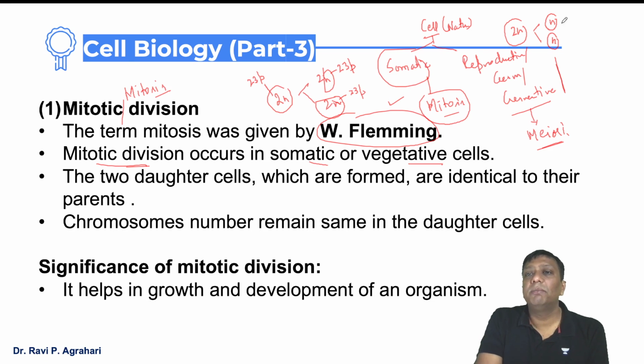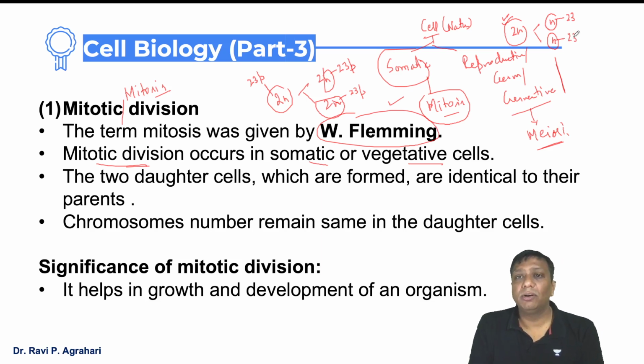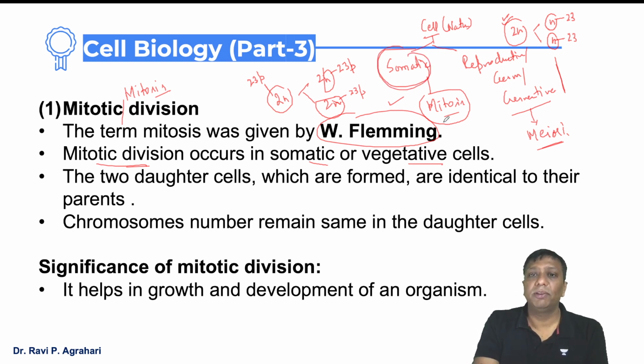But what happens in meiosis division? If a parent cell has 23 pairs, after division they form 23 and 23. This is called meiosis division. So what actually are mitosis and meiosis division? You people are very clear. Okay, brilliant. The mitosis division occurs in the somatic cell. The picture is very clear.